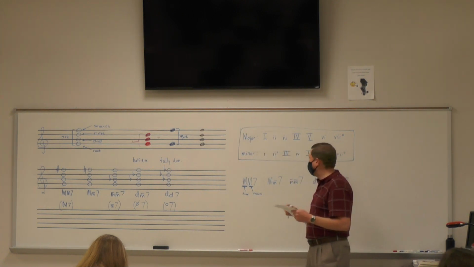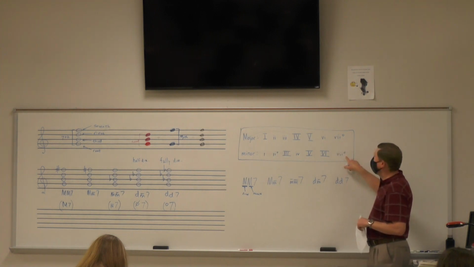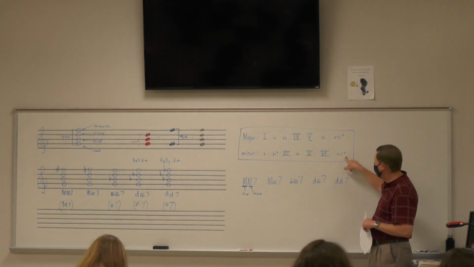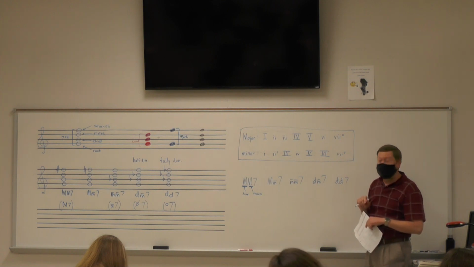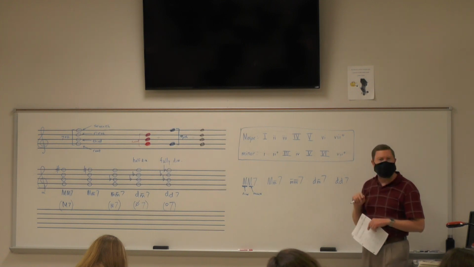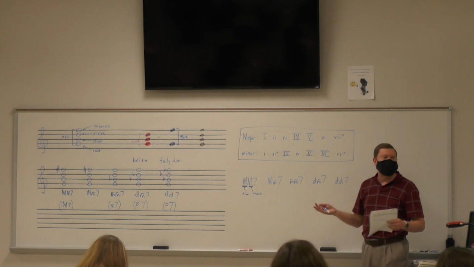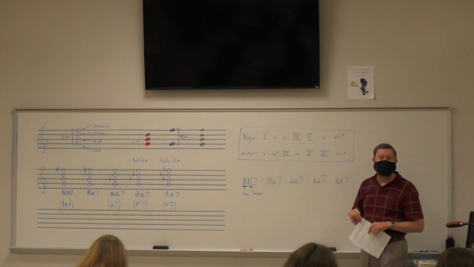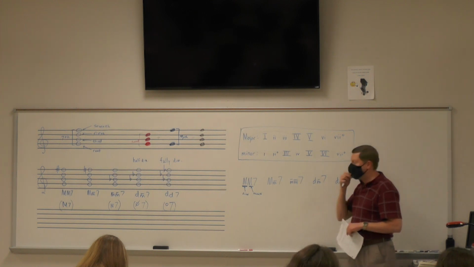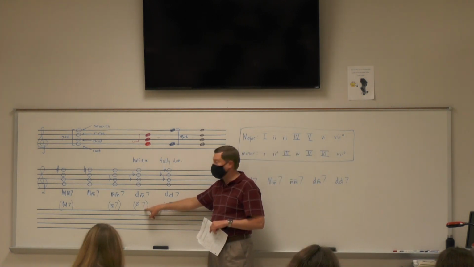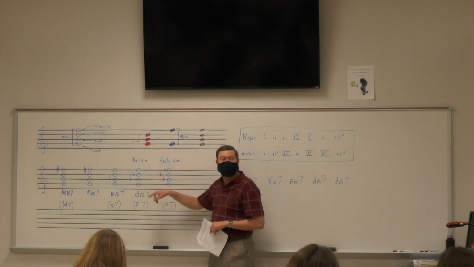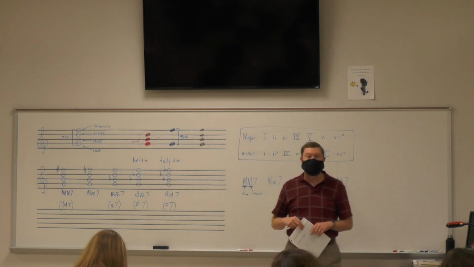So I guess what I'm trying to say is, when you write the Roman numeral for a triad, you would never write a circle with a slash, because you would be saying that the triad is half diminished. And there is no such thing. It doesn't make any sense. The circle with a slash can only be used in connection with a 7, and it only refers to a 4-note chord, the 7th chord.